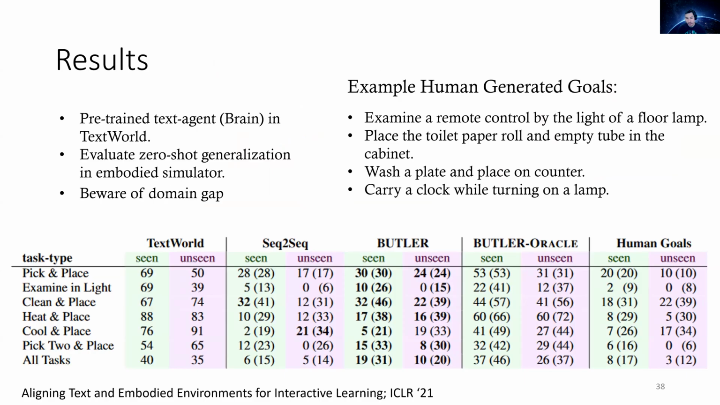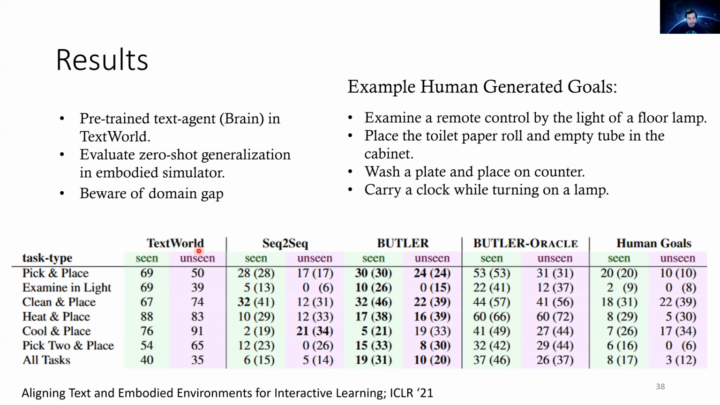I'm going to overview some of the results that we had. There's a lot that I will not have time to talk about with regard to this agent, but the main high level is that we first pre-trained the text agent inside of the text world only environments. And this was actually done via supervised learning. We found it very hard to have reinforcement learning work in this setting.